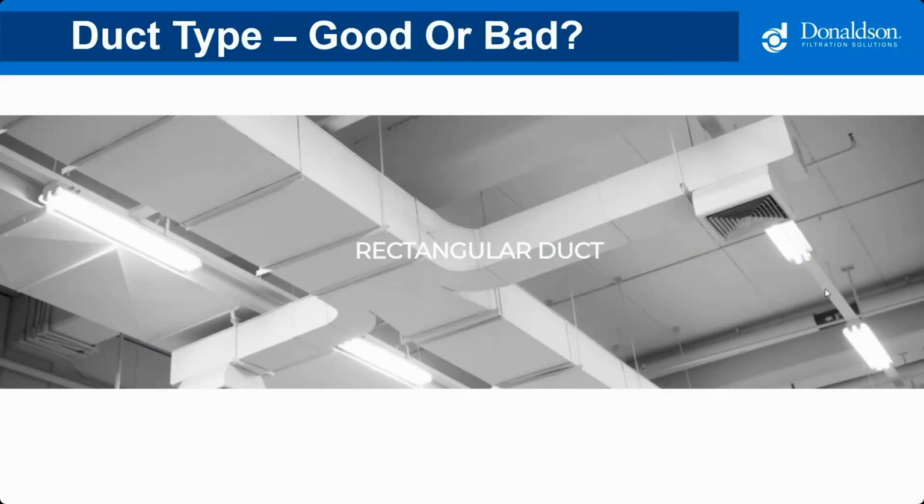So you only want to use round duct on the dirty air side. Now, if you're returning air back to the building and it's gone through the filters and it's gone through a HEPA, it's okay to use rectangular on the clean air side.